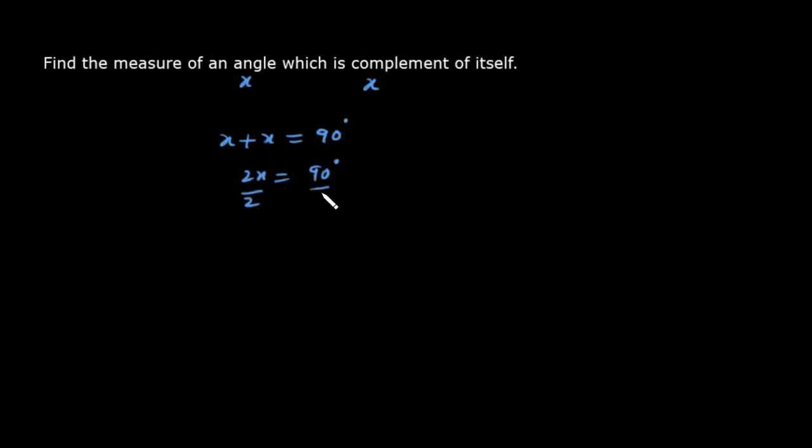Now dividing both the sides by 2, x is 45 degrees. That means the angle is 45 degrees, and its complement is also equal to 45 degrees. So the answer is 45 degrees.